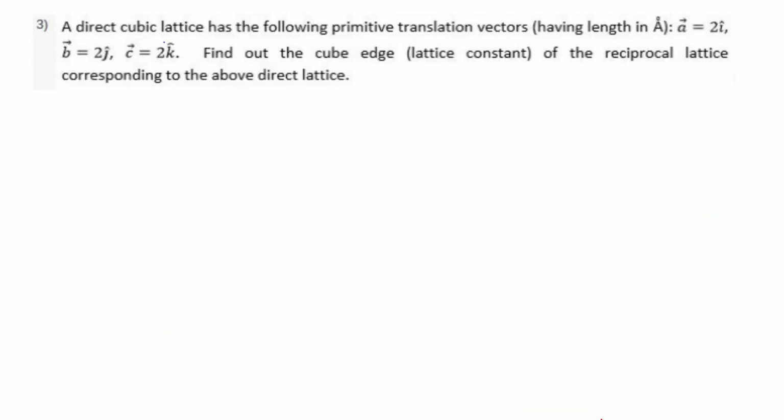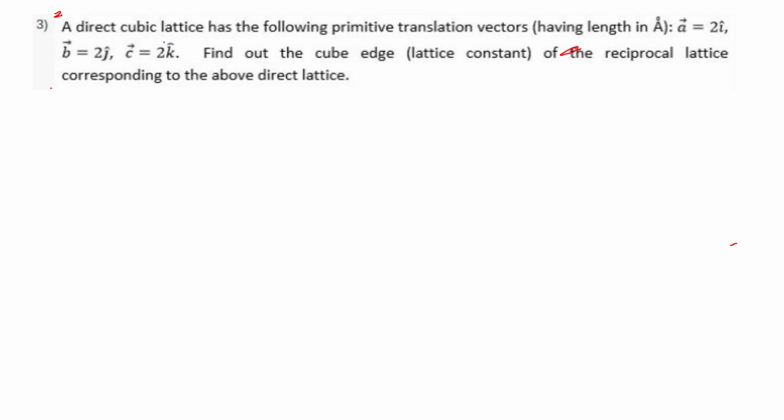Now we will go to the third problem. A direct cubic lattice has the following primitive translation vectors: A is equal to 2i, B is equal to 2j, C is equal to 3k. Find out the cube edge of the reciprocal lattice corresponding to the above direct lattice.